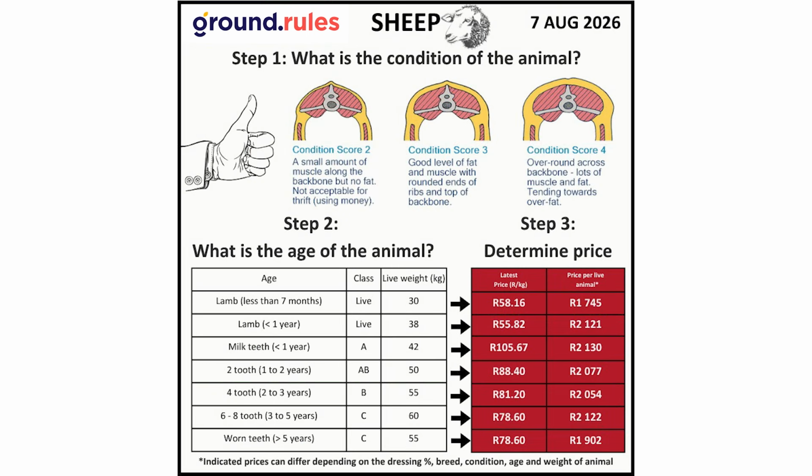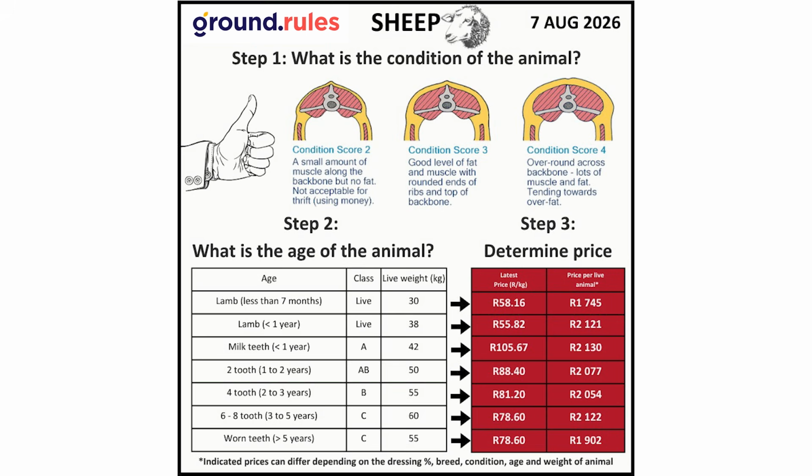Now we move over to sheep. Age changes the equation. A lamb under 7 months weighing around 30 kilograms is shown at 58 Rand 16 cents per kilogram, giving an indicative value of roughly 1,745 Rand for an animal. A slightly older lamb under 1 year at around 38 kilos comes in at 55 Rand 82 cents, translating to approximately 2,121 Rand for an animal.